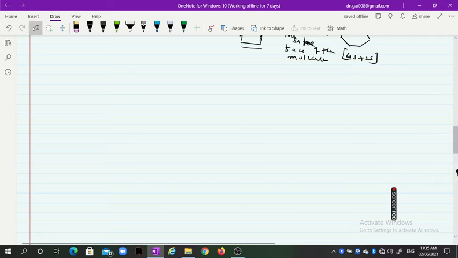Now the other one, that is the antarafacial mode. What is the meaning of the antarafacial mode of addition? Let us discuss that example. Okay, we have the example.